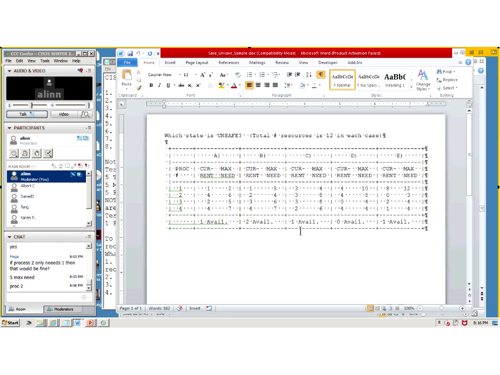Okay, let's try C. I have 1 available. Process 1 has 3, needs 4. Yeah, the only one that could be allowed to get this would be process 1. That's right, to be able to complete. Then, which one would get it?